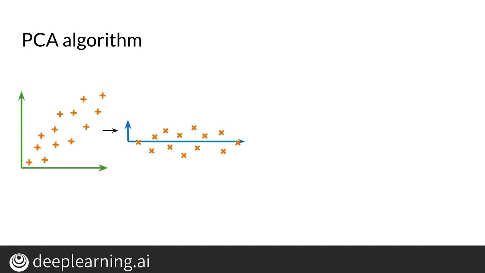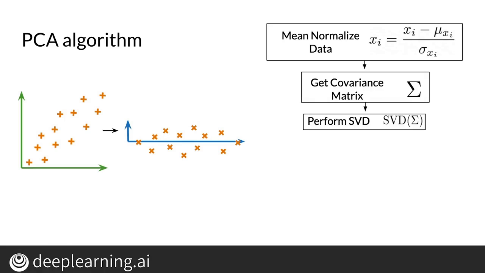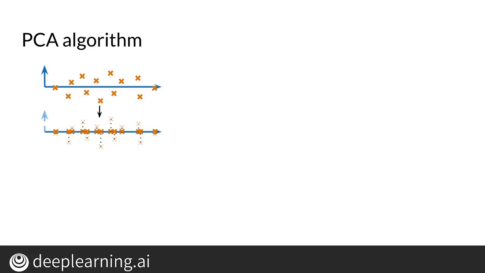The first step is to get a set of uncorrelated features. For this step, you'll normalize your data. Then, get the covariance matrix, and finally perform a singular value decomposition to get a set of 3 matrices. The first of those matrices contain the eigenvectors stacked column-wise, and the second one has the eigenvalues on the diagonal. The singular value decomposition is already implemented in many programming libraries, so you don't have to worry about how it works. The next step is to project your data to a new set of features.